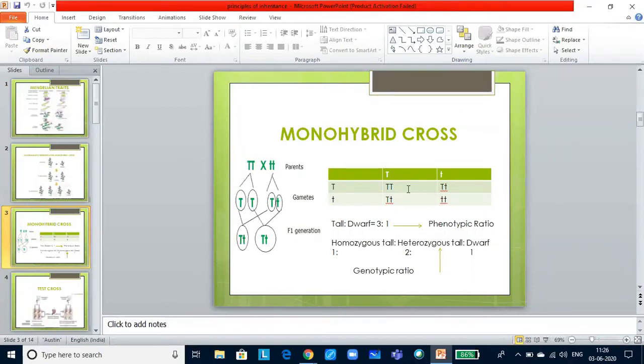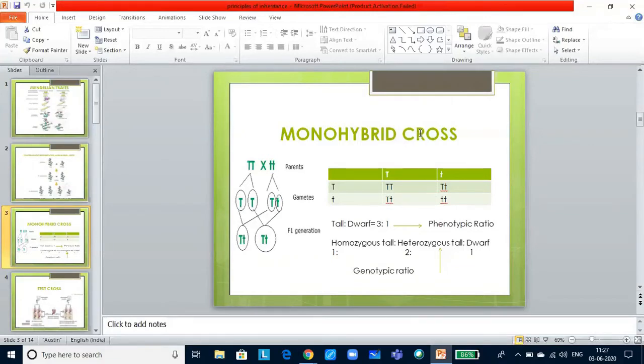Now, the trait that is expressed both in the homozygous condition as well as in the heterozygous condition is said to be a dominant trait, and the trait that is expressed only in the homozygous condition we call a recessive trait. See here, capital T capital T or capital T lowercase t corresponds to tall height. So tallness is dominant over dwarfness, and dwarfness is able to express only when there are similar genes, that is lowercase t lowercase t, and that is why we call this dwarf trait a recessive trait. I hope you have understood what is dominant and recessive, homozygous and heterozygous.